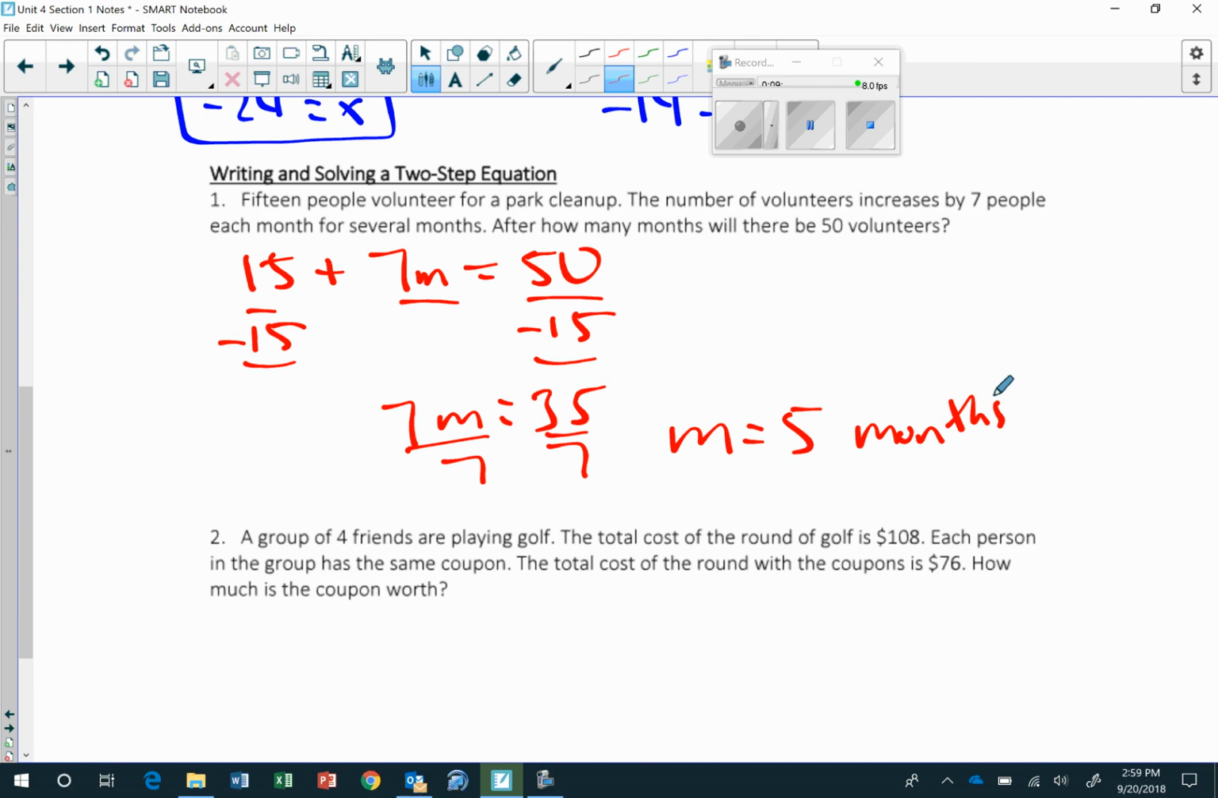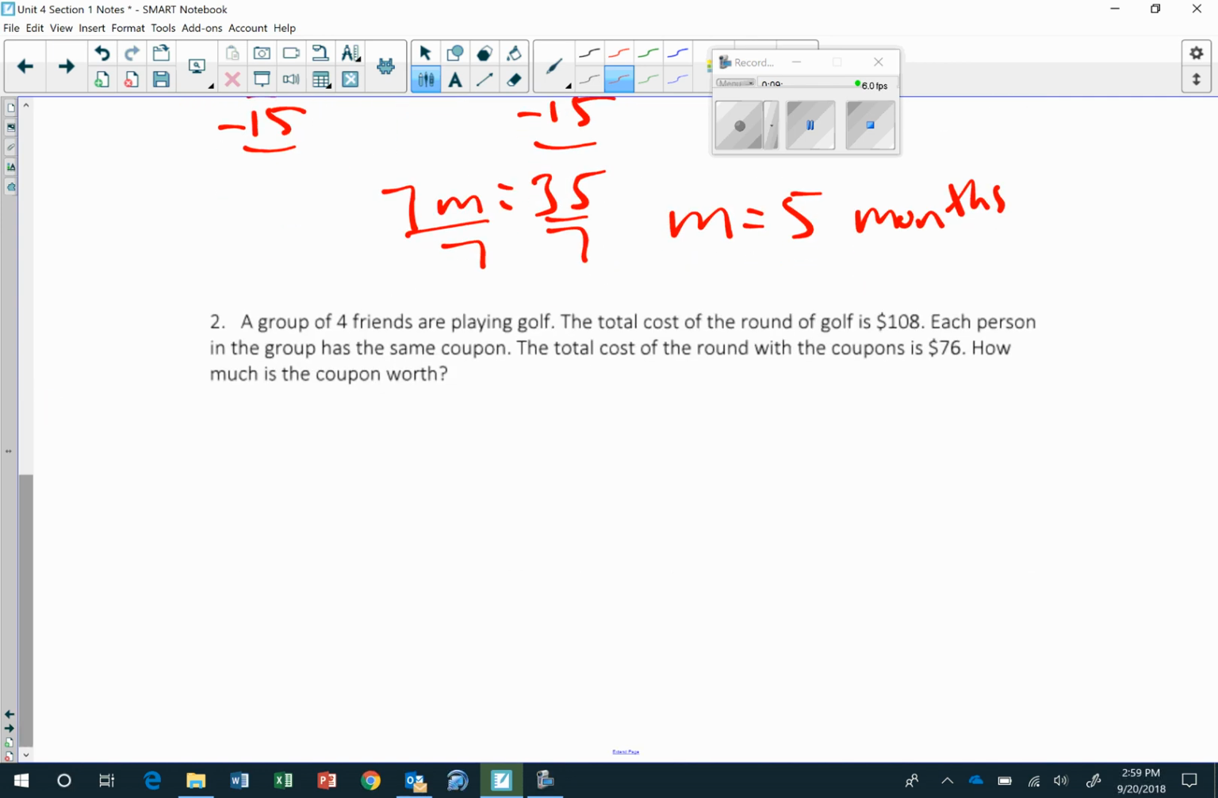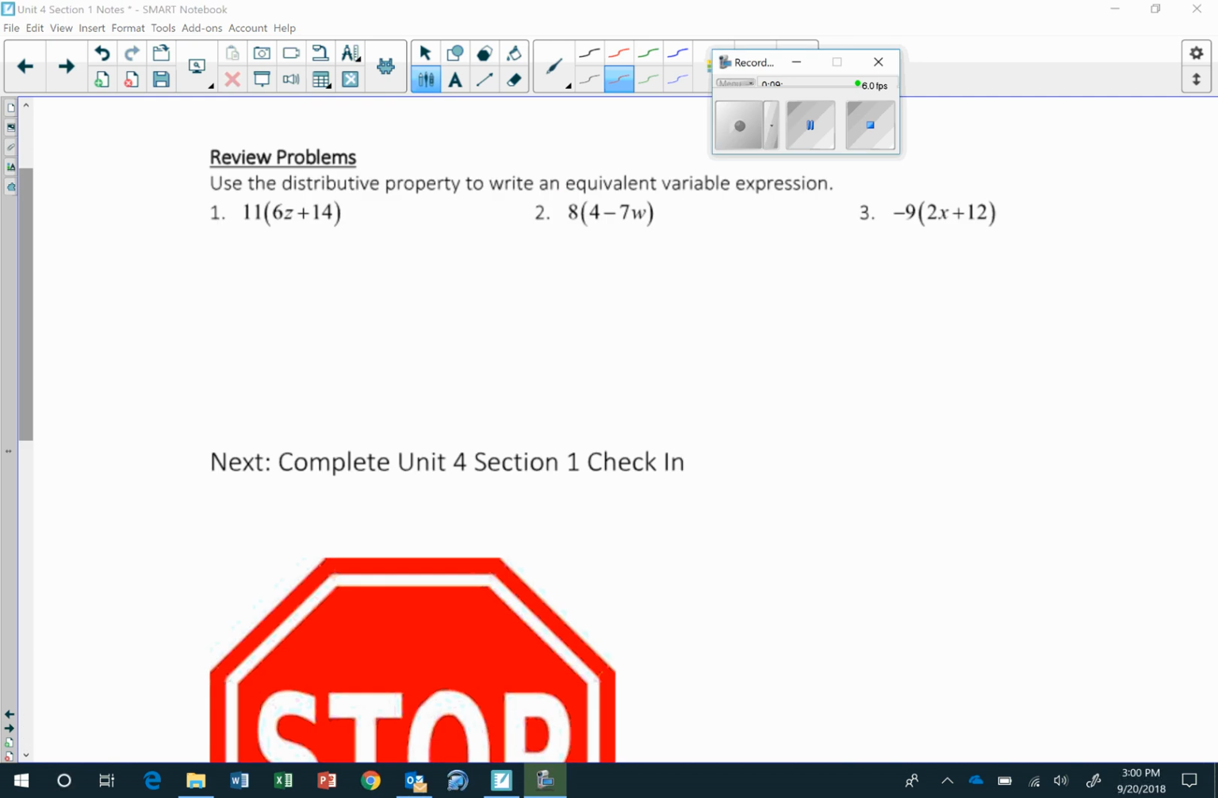I'm going to leave number 2 for you guys. Just give it a try. Again, like always, if you get stuck, feel free to ask your teacher. Then on the last page of these notes, we've got some review problems for you.